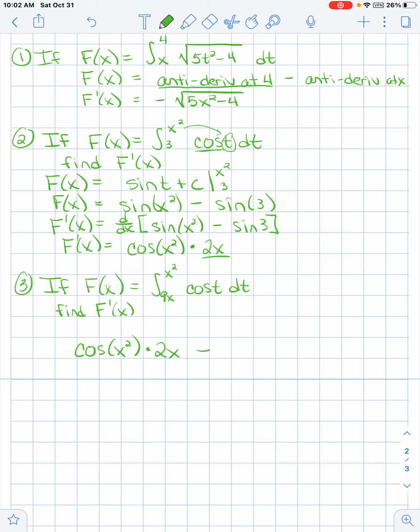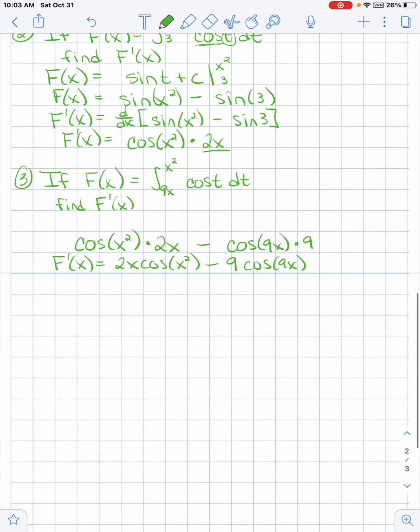Same on the second part. We're going to plug 9x in, so we'll have the cosine of 9x. So when we find the derivative, we're going to have to make sure we use the chain rule. So f prime of x equals 2x cosine x squared minus 9 cosine 9x.